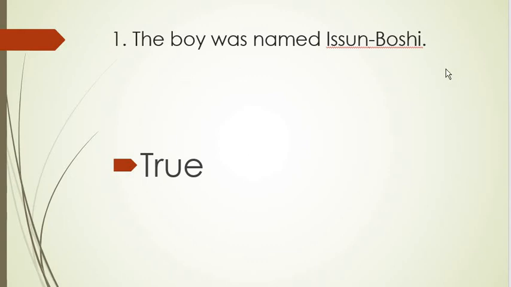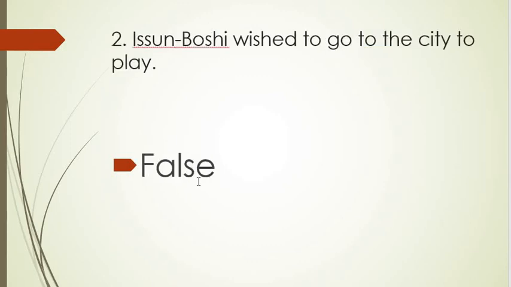I repeat one more time. The boy was named Issun-Boshi. Statement is true. Make sure in Issun-Boshi, I should be capital and B should be capital in his surname. Both should be capital, as it is a proper noun. So the boy was named Issun-Boshi. Statement is true. Moving on to the second one.